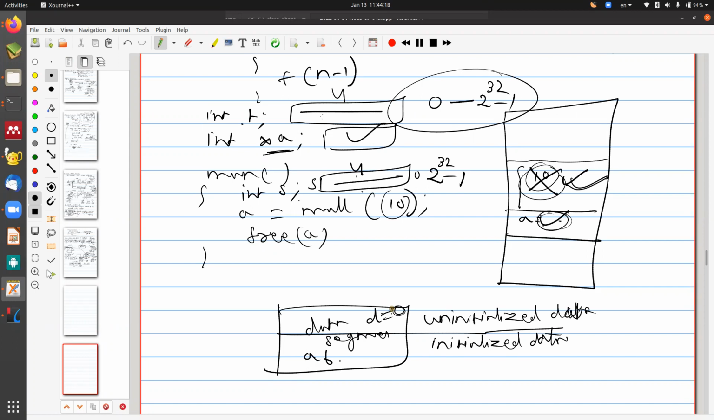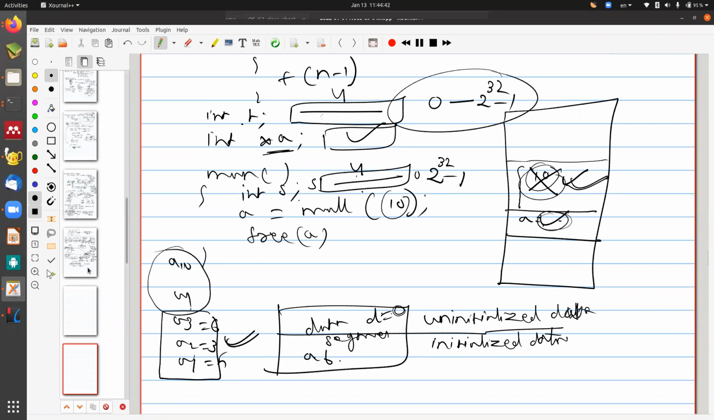Think now. If you have 10 variables, A1, A2, A3, A4, like this, up to A10, and from A1 to A3 have already been initialized. A1 the user has set to 5, here 3, here 6. Then A4 to A10 have not yet been initialized.